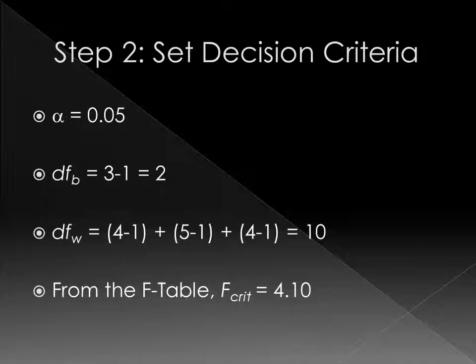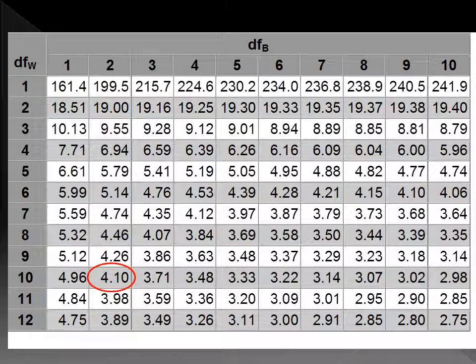Now from the F table, the df between is 2. So we look at the top row, we find 2. Then df within is 10. We look at the left column, we find 10. Therefore, F critical is 4.1.